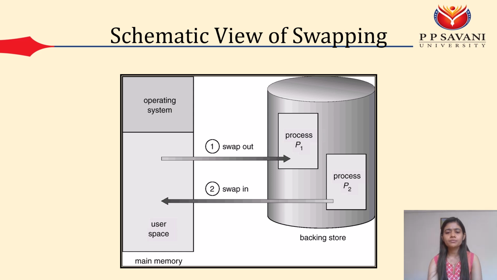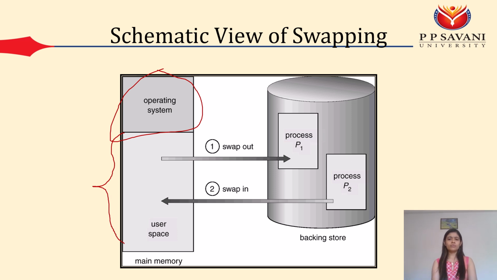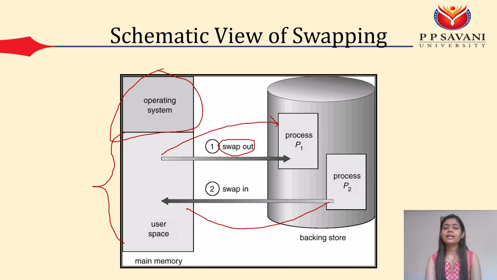So this is my actual main memory. Some portion is used by the operating system itself, and the other partition of the main memory is used by processes. Whenever you move a process from main memory to secondary memory, that is called swap out. And whenever you move a process from secondary storage to main memory, that is called swap in.